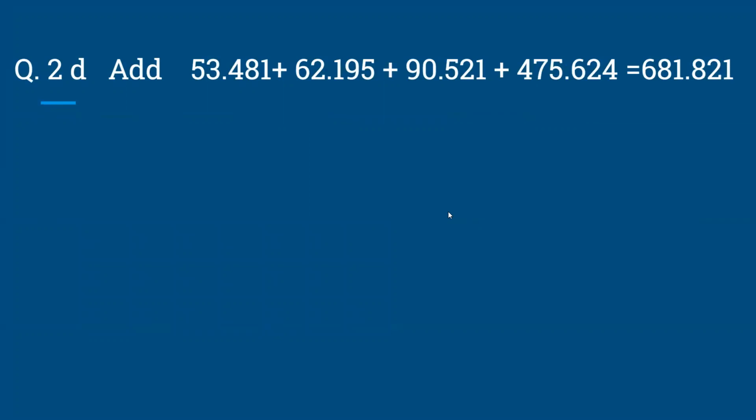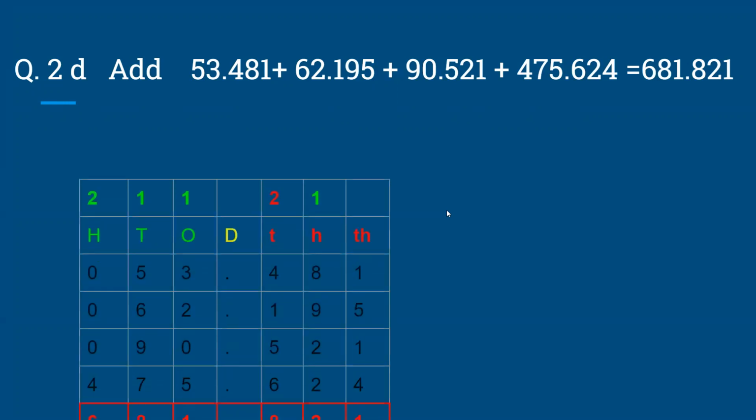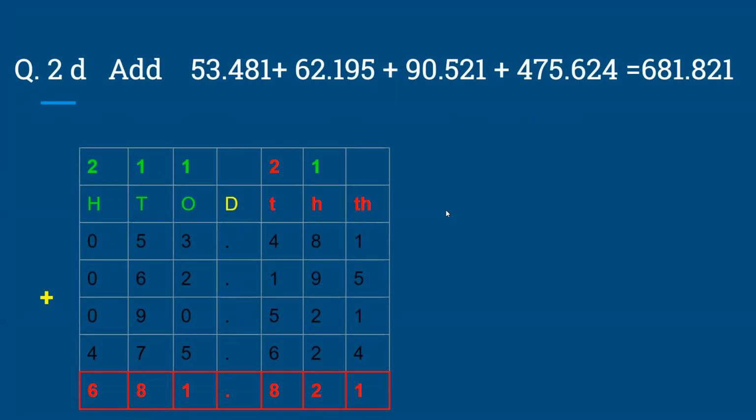Let's take another example for more clarity. That is question number 2, part D. Add 53.481 plus 62.195 plus 90.521 plus 475.624. Let us see how we will write these numbers.